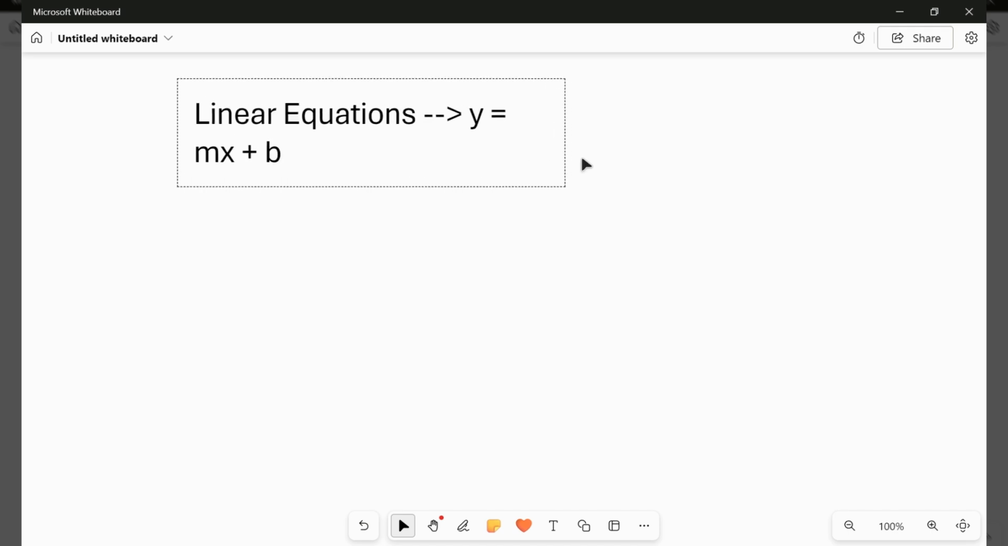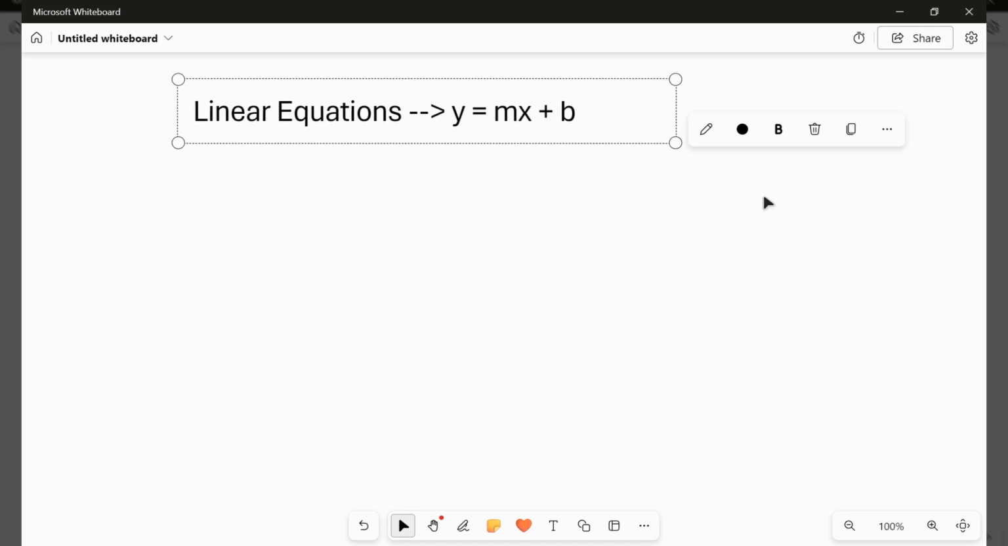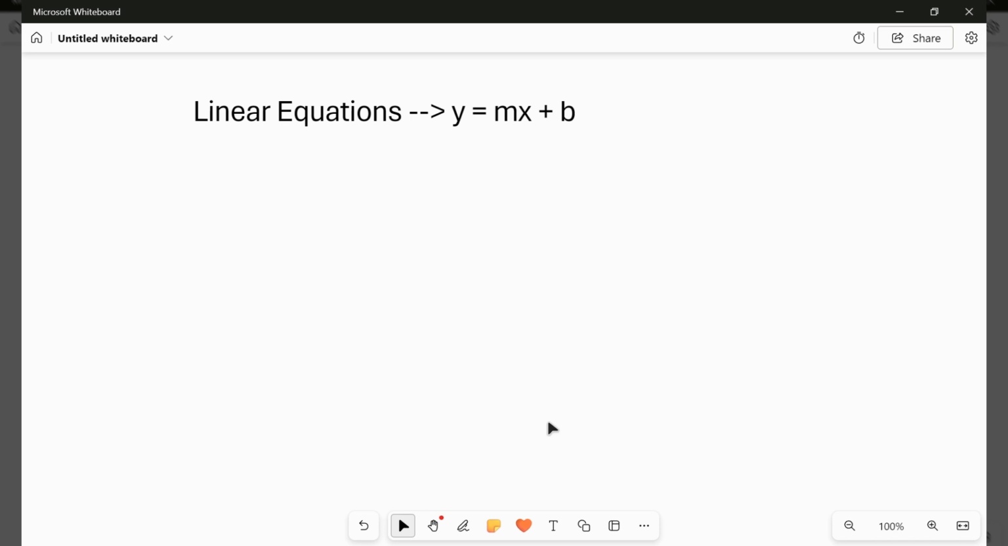So, you might be wondering, what is that? What does that mean? We'll talk about all of that. So the first essential part of this equation is the m. When we refer to m, we refer to the slope. Ooh, the slope.